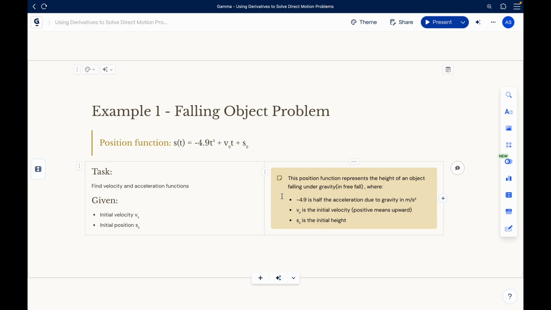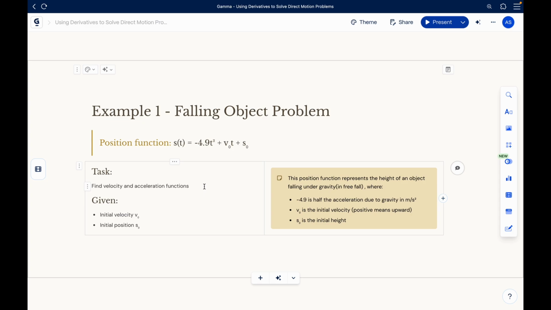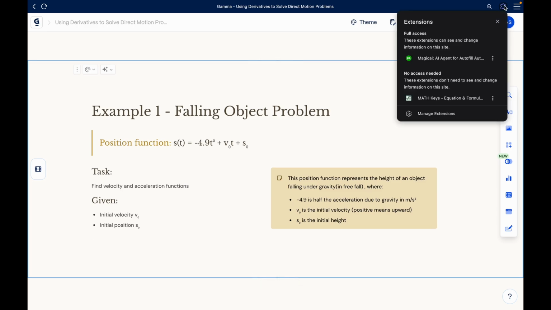Then v0 is the initial velocity, where positive means upward. That's why the negative 4.9 is negative. And s of 0 is the initial height. So the task is to find the velocity and the acceleration functions, given initial velocity and initial position.